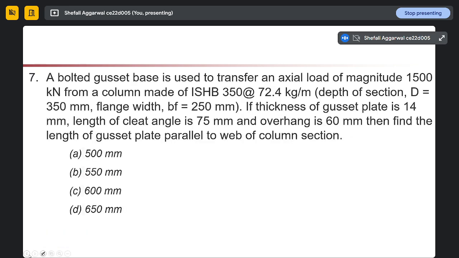So next numerical is a bolted gusset plate used to transfer an axial load of magnitude 1500 kilonewton from a column made of ISHB 350 at 72.4 kg per meter, where depth of section is given as 350 mm and flange width is 250 mm. If the thickness of gusset plate is 14 mm, length of pleat angle is 75 mm, and overhang is 60 mm, then find the length of gusset plate parallel to the web of column section.